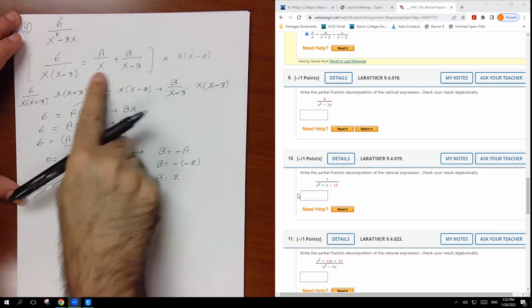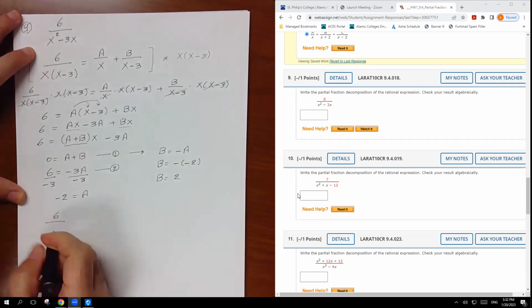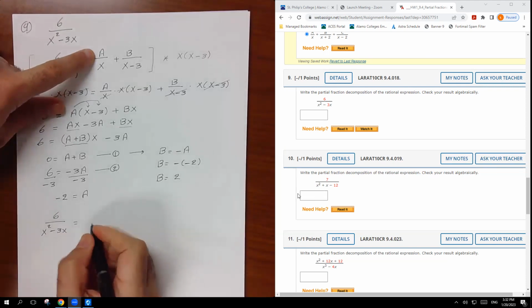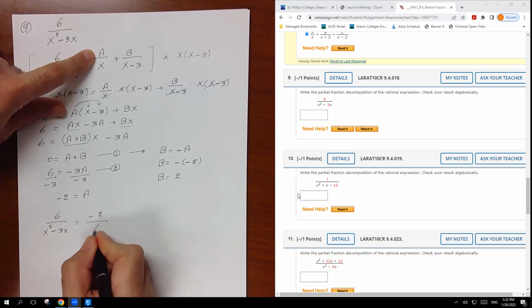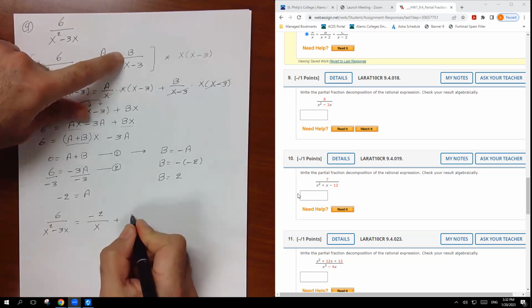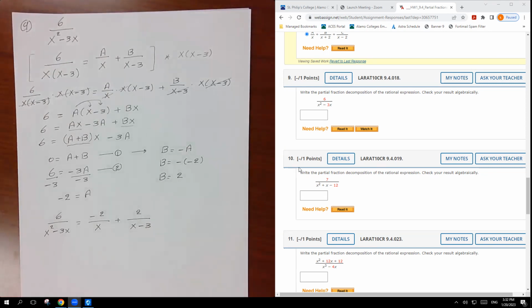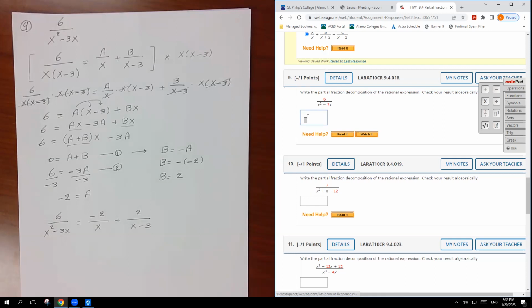That means the partial fractions for 6 over x squared minus 3x is going to be equal to a, which is negative 2, over x, plus b, which is 2, over x minus 3. So our solution for number 9 is, I'm going to click on the fraction, negative 2 divided by x, plus another fraction here, 2 divided by x minus 3. That's it for number 9.